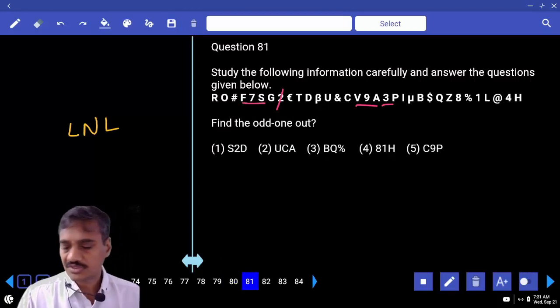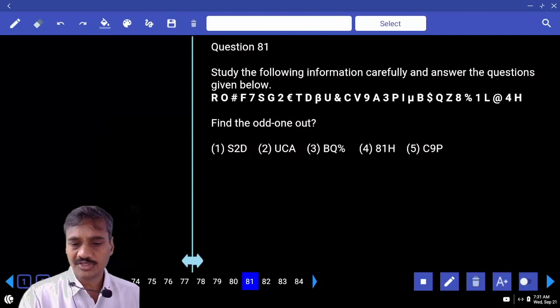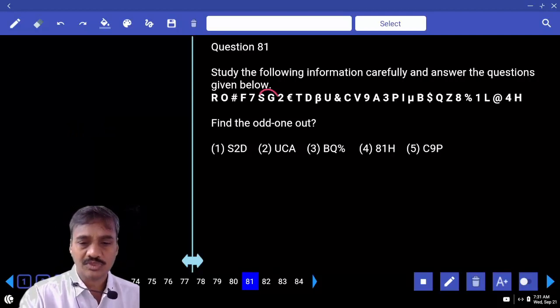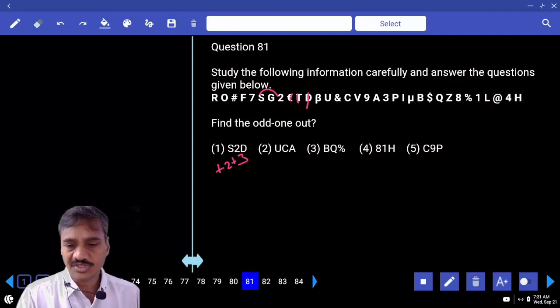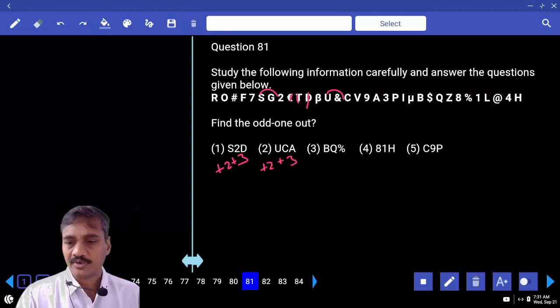Then 81st, and find the odd one out. And this odd one out, S2 and D. The relation between S and 2, plus 2, then 1, 2, 3 plus 3. And U, C and A. Now in this U, C and A, U and C plus 2, and 1, 2, 3 plus 3. Now plus 2 plus 3. B, Q and percentage. Now B, Q and percentage plus 2 and plus 3. Then 8, 1 and H.